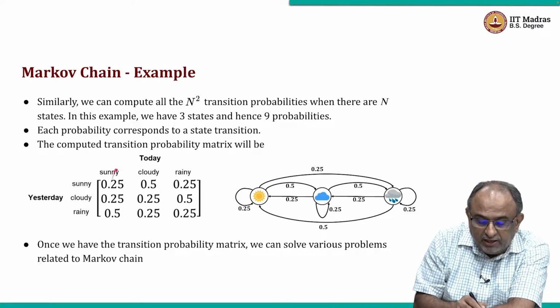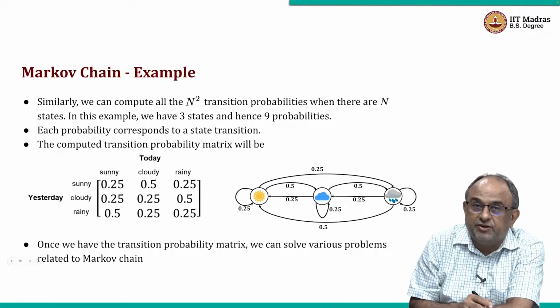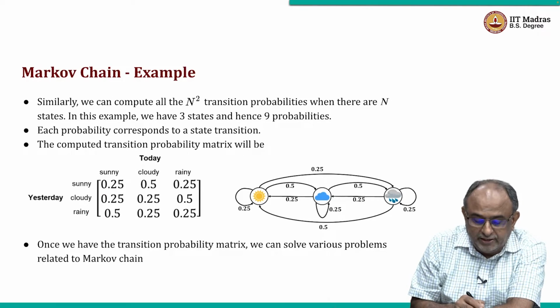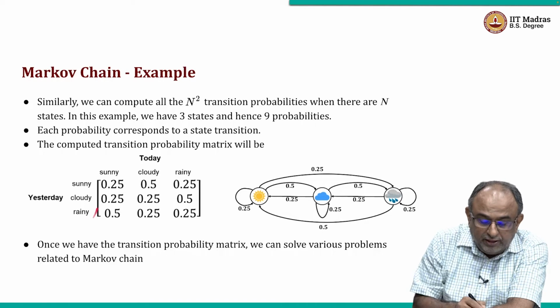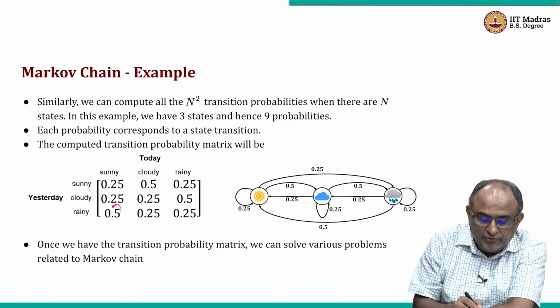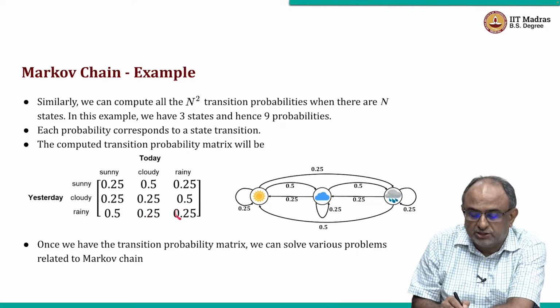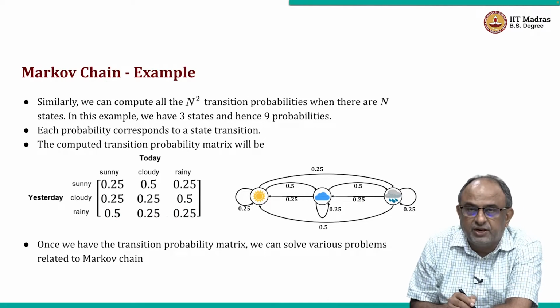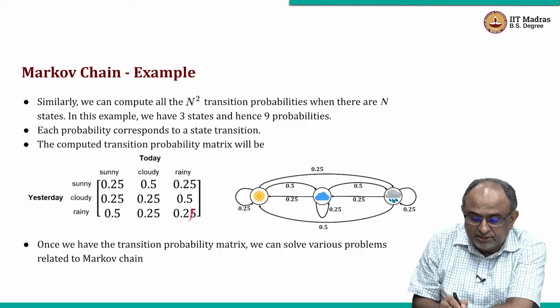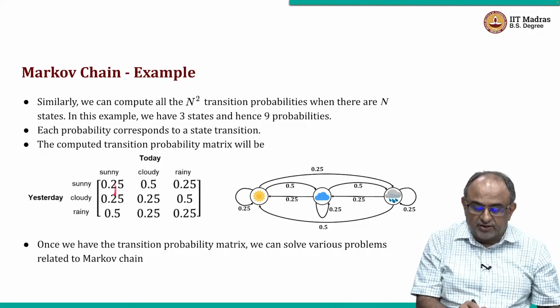Given yesterday was rainy, how do I find this probability? Historically, I look at all weather conditions, the number of days it was rainy, that is the denominator. The numerator will be, if I am trying to find sunny given rainy, the number of times sunny followed rainy, right, and that will give the proportion, or cloudy followed rainy or rainy followed rainy, and again I get this, right. So, this is a transition matrix. Since I had 3 states, 3 into 3, 9 such things will come.